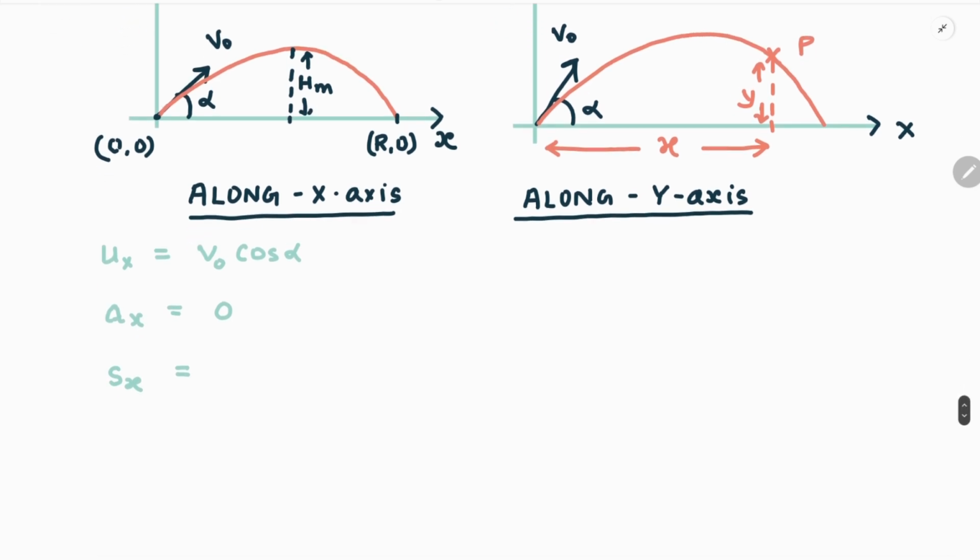So along x-axis, the displacement along x-axis can be considered that initially it was at a 0 mark, and then finally it is at r, 0. So displacement along x-axis is r, and this entire motion happens in a time t. If we talk in terms of y-axis, initial velocity in the y-axis direction is v0 sin alpha. Acceleration in the y-axis direction is minus g. Negative sign is representing that the gravity is acting in the downward direction.